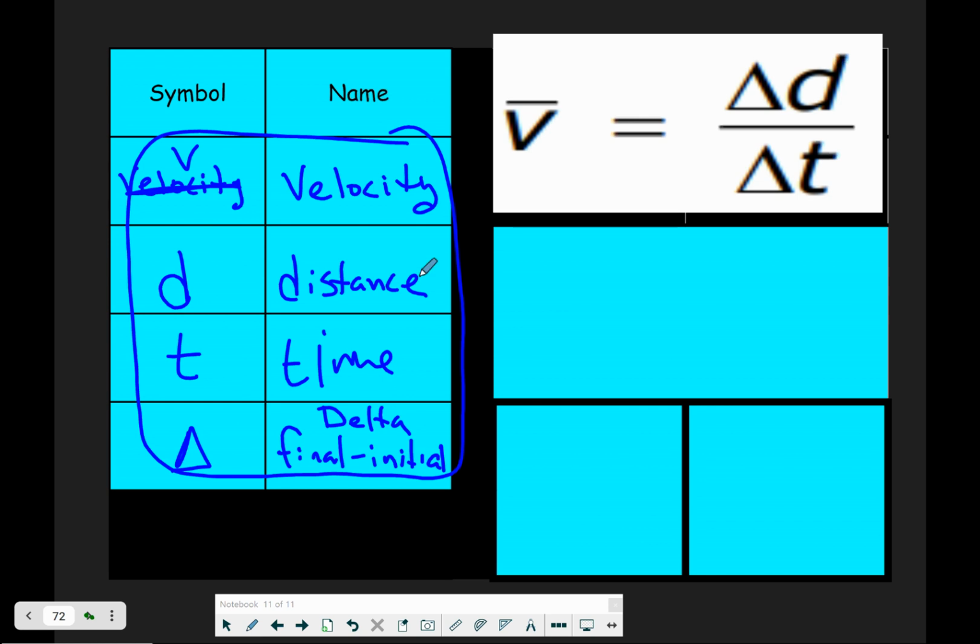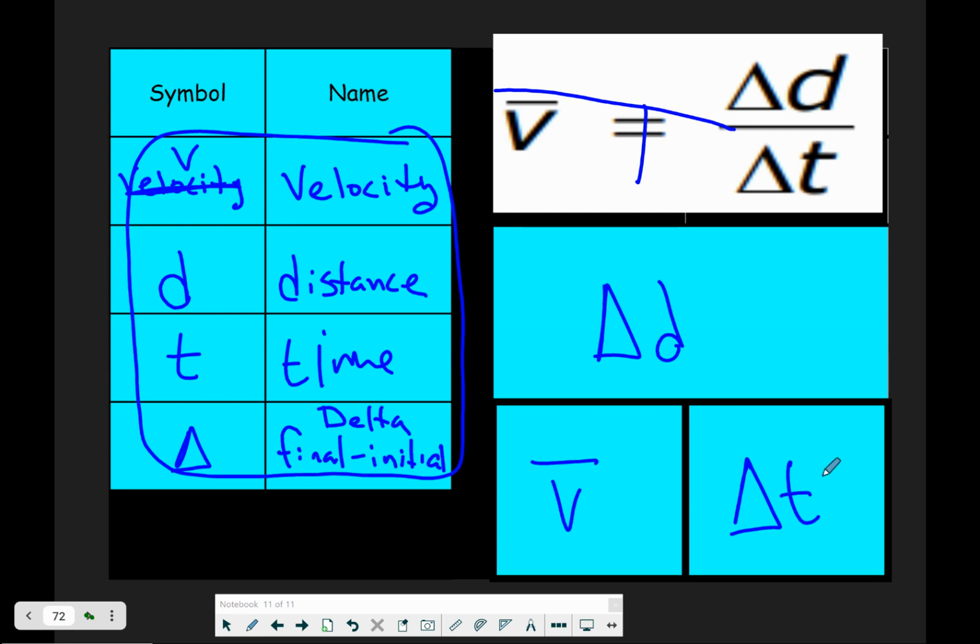Okay, once you're done with that, you are going to put this in the T. So I'm going to do this. I'm going to put delta D, V, and that line means average, delta T. Final minus initial distance, final minus initial time, and average velocity.